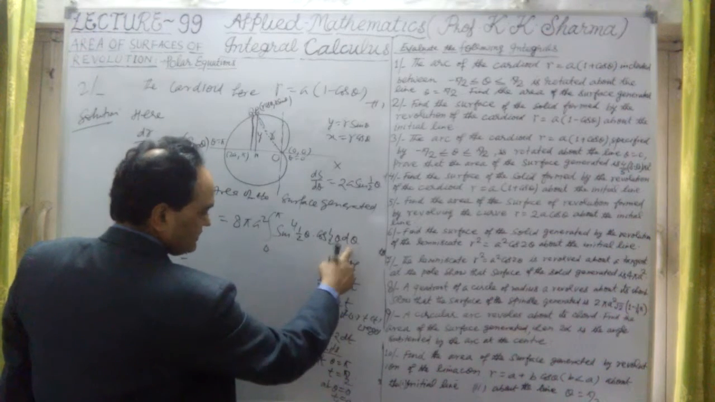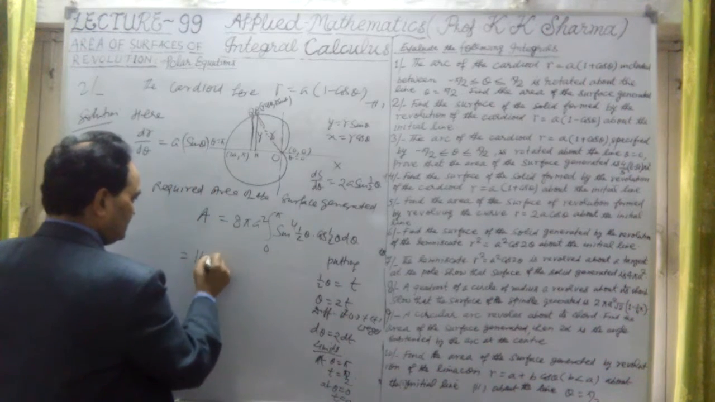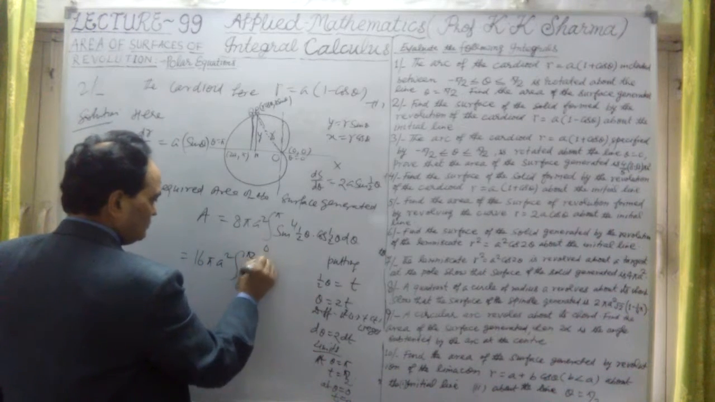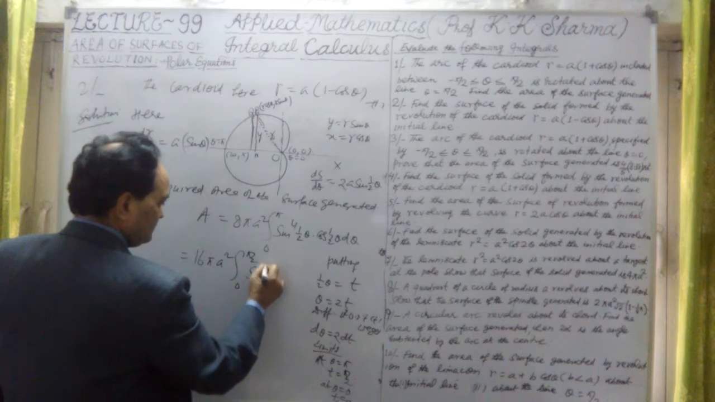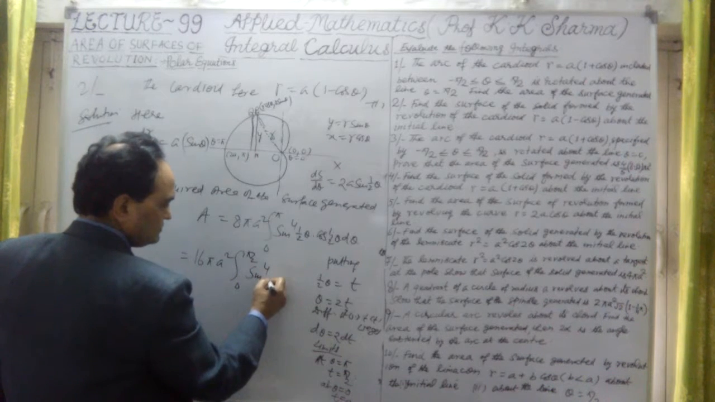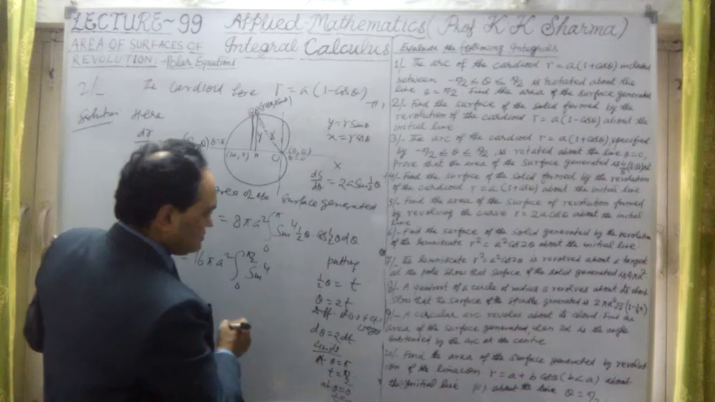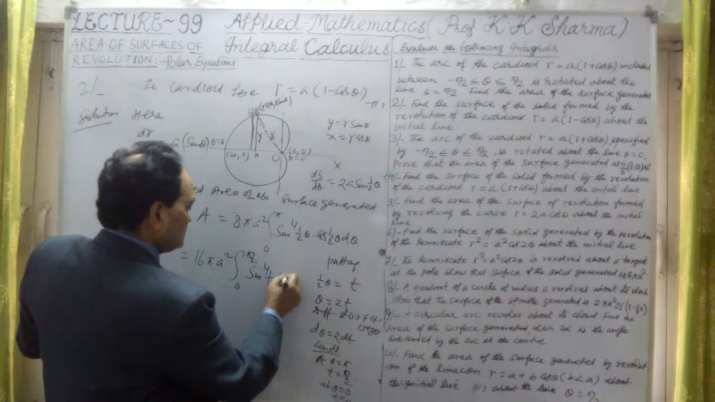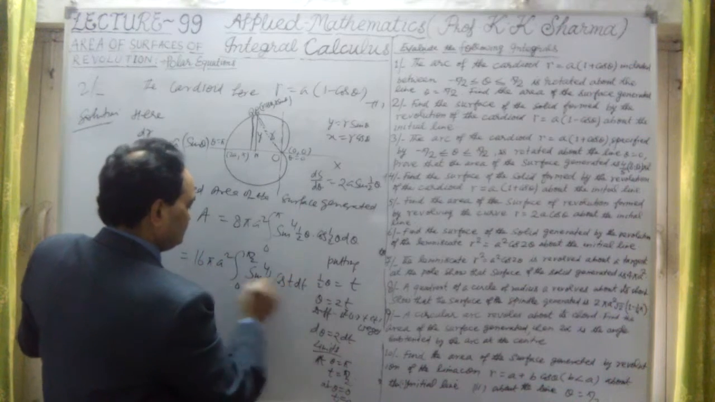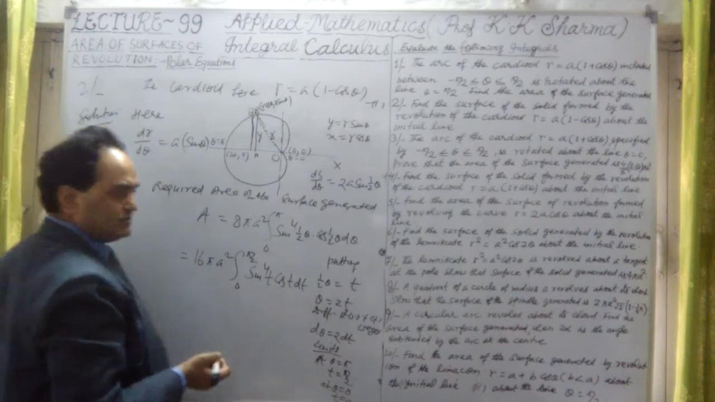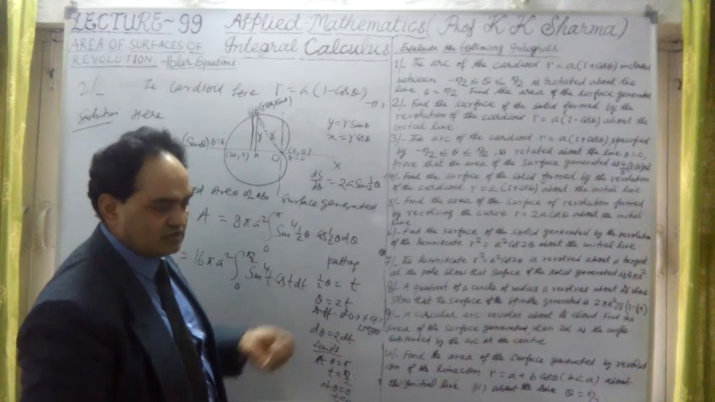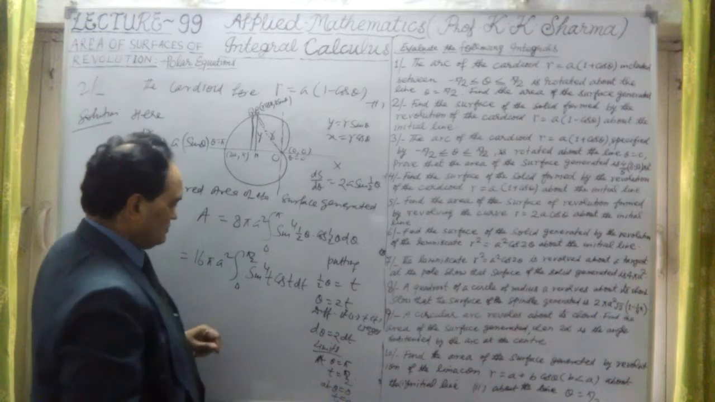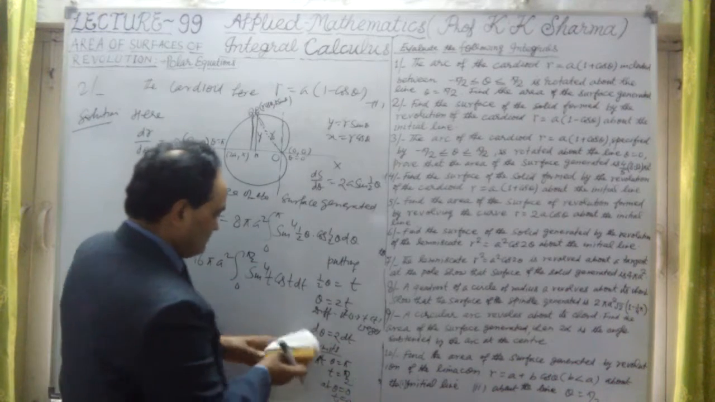Now this d theta is 2 dt. If I take 2 outside, this is 16 pi into a square, 0 to pi by 2, sine raised to power 4 t cos t dt. The angle can be anything. It can be phi, or t, or x, it doesn't matter. Now we can apply the gamma function.